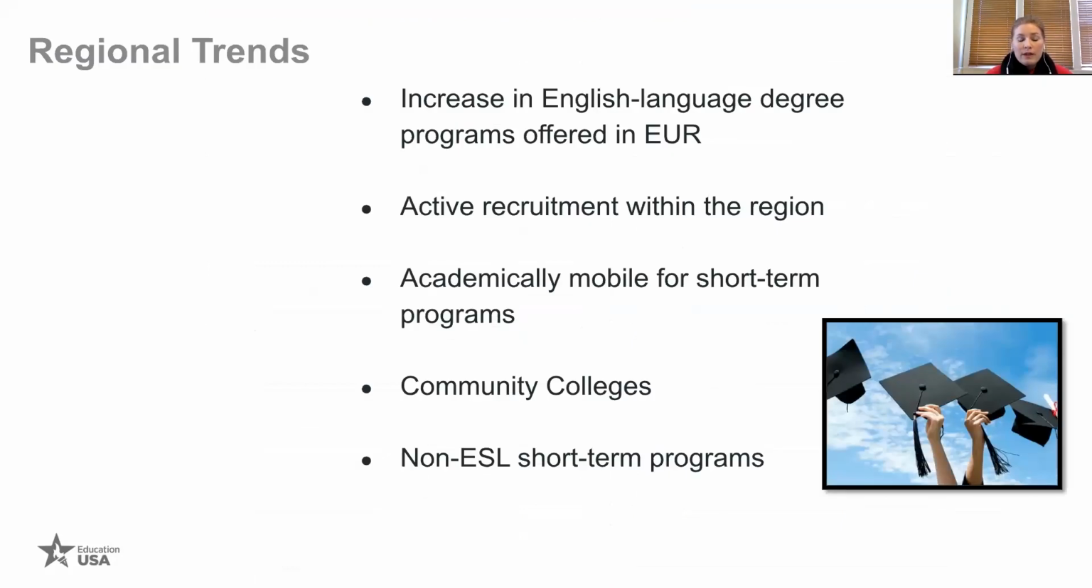Overall, some major trends that we're seeing and just things for you to keep in mind when you're preparing your own promotional materials and outreach to the region. We are seeing an increase in the number of English language degree programs that are offered in Europe and Eurasia. And this goes beyond the English language speaking countries that we have in the region. Russia, Poland, Czech Republic, and many others are developing full degree programs in English, and are marketing them very heavily to students within the region.